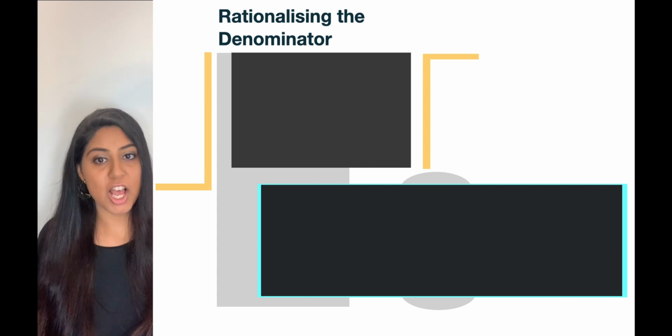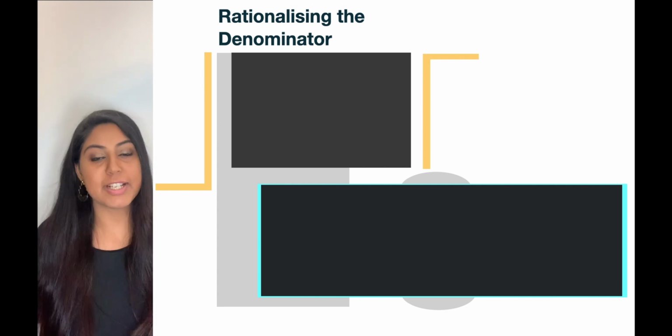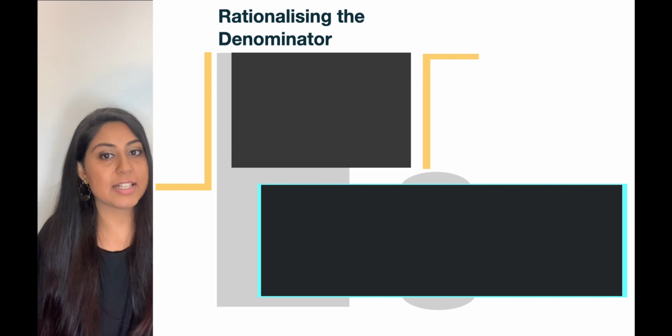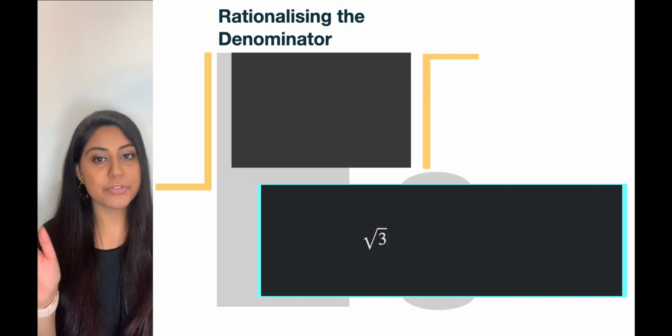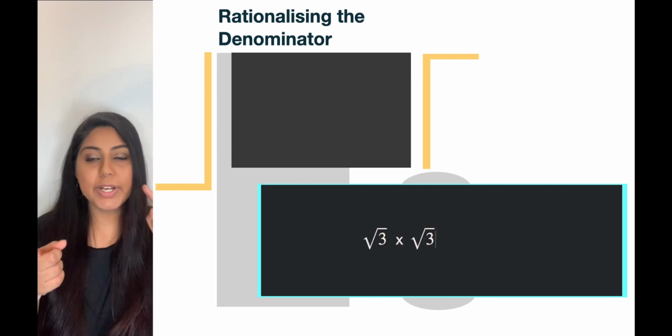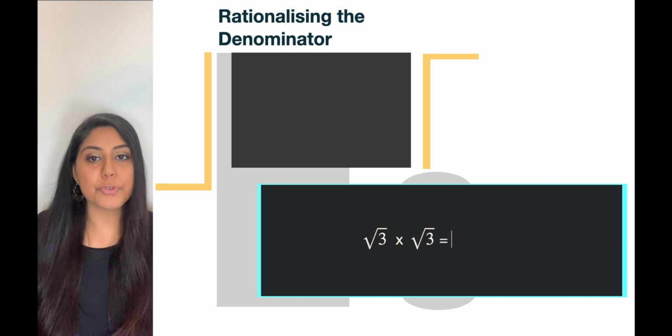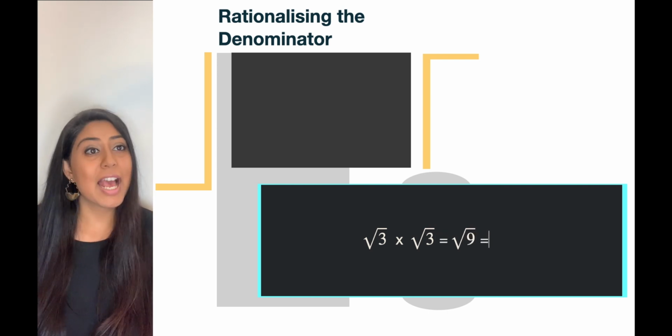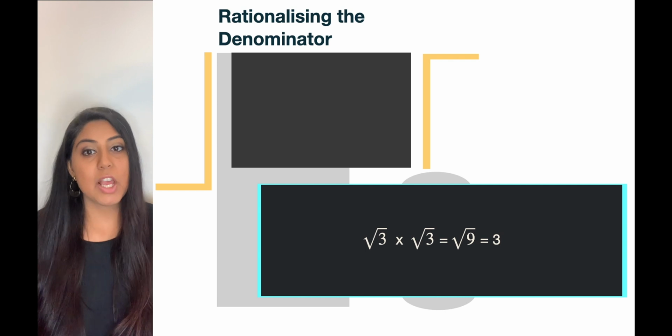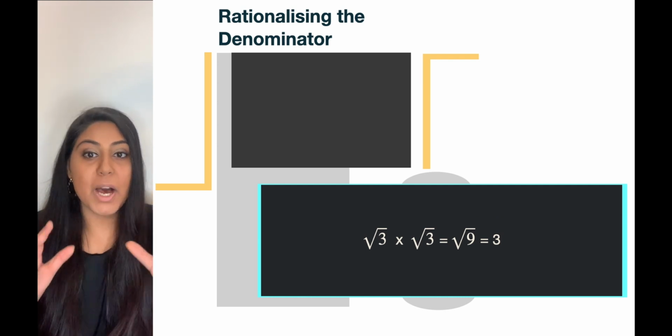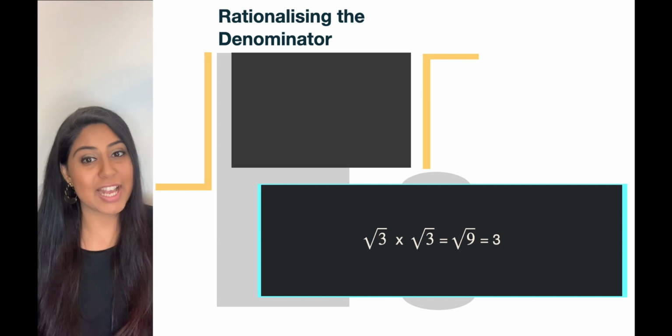Now, if you take a surd and multiply it by itself, the surd cancels. And logically, it does make sense. Because if you think about the square root of 3 times the square root of 3, well, 3 times 3 is 9. So the square root of 3 times the square root of 3 is the square root of 9. And the square root of 9 is, in fact, 3. So by multiplying the square root of 3 by itself, the square root essentially cancels.